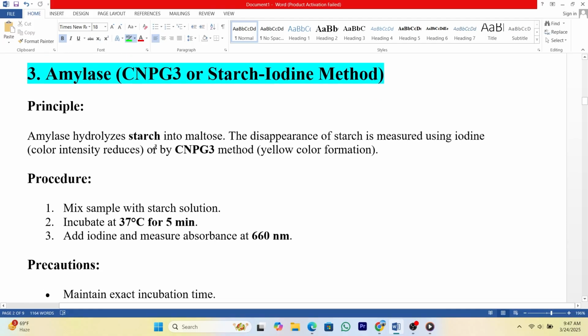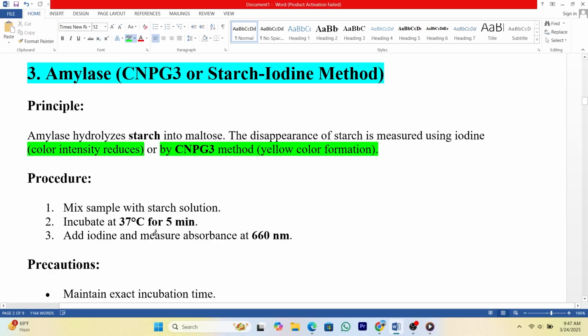3. Amylase, CNPG3 or starch iodine method. Principle. Amylase hydrolyzes starch into maltose. The disappearance of starch is measured using iodine, where color intensity reduces, or by the CNPG3 method, with yellow color formation.